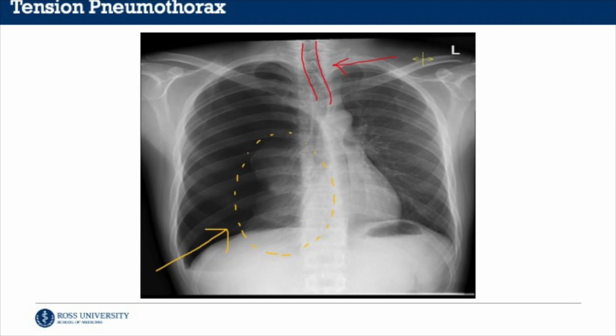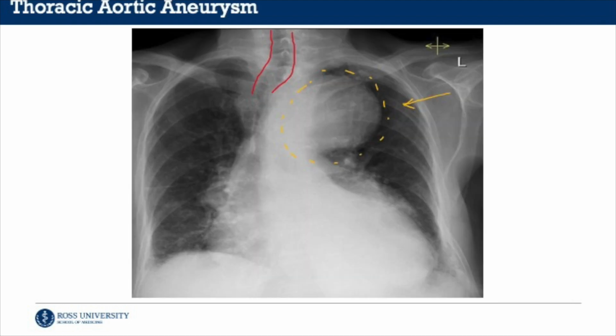The red arrows and the red lines are trying to highlight the tracheal deviation, while the yellow dotted lines are showing the collapsed lung. Here is an example of a thoracic aortic aneurysm.